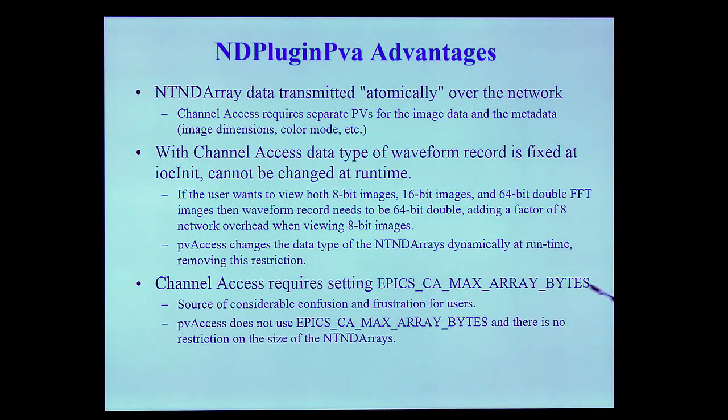Also, I think you've probably all struggled with EPICS_CA_MAX_ARRAY_BYTES if you've played with Area Detector. EPICS channel access by default only has a 64 kilobyte buffer. If you want to look at any array that's bigger than that, you have to set this environment variable both on the server, the IOC, and on the client. It's a pain in the neck. You don't have to do that with PV access. There's no limit on array sizes.